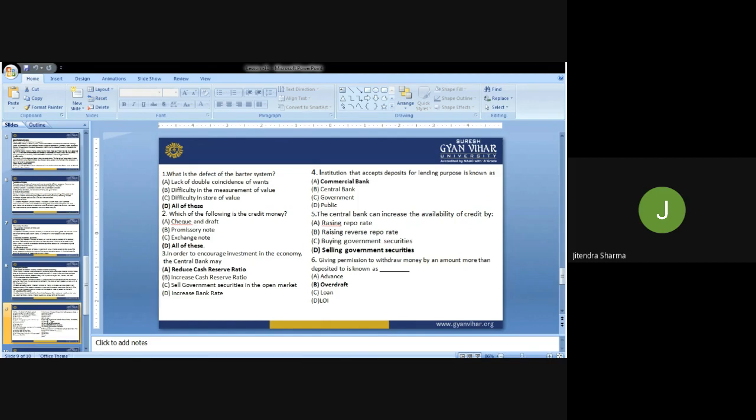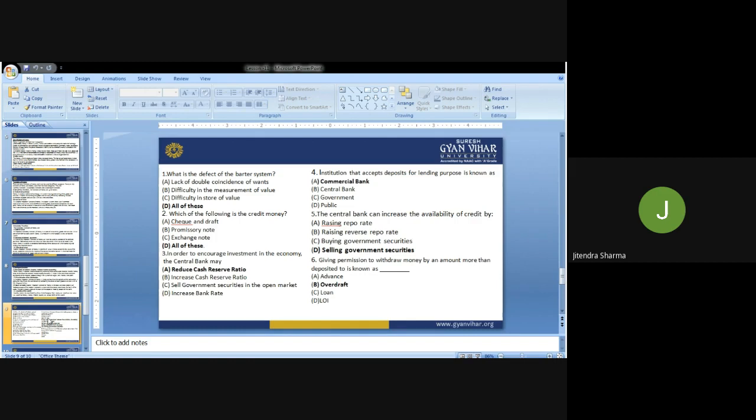Then the fourth: the institution that accepts deposits for lending purposes is known as a commercial bank. It means the FDs or other capital that we hold in the form of papers. They accept all these things and issue credit or loans on the basis of the property or the deposits which we have. So the commercial banks are the ones doing this in our country.